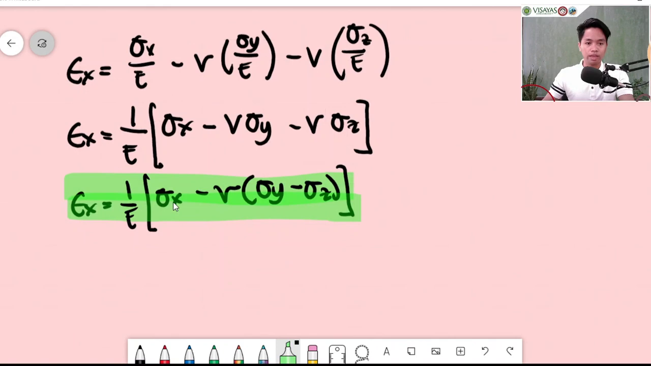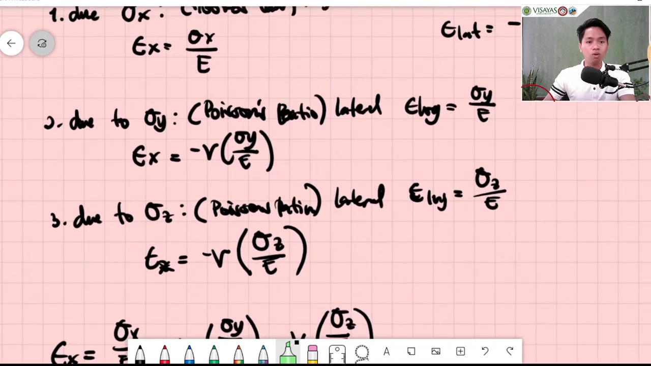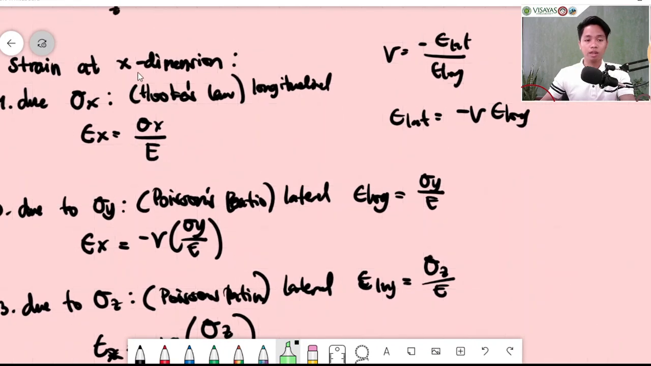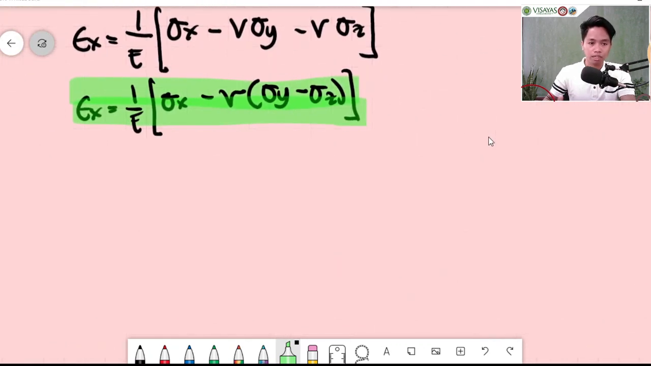So we have the stress at x, your strain at y, and your strain at z. Using the same derivation, you will get a pattern there. The same derivation applies when you move to the y dimension: this one becomes lateral, this one becomes longitudinal, and this one becomes lateral. In the z dimension again, one becomes longitudinal and the others lateral. So therefore, you can derive with this pattern.